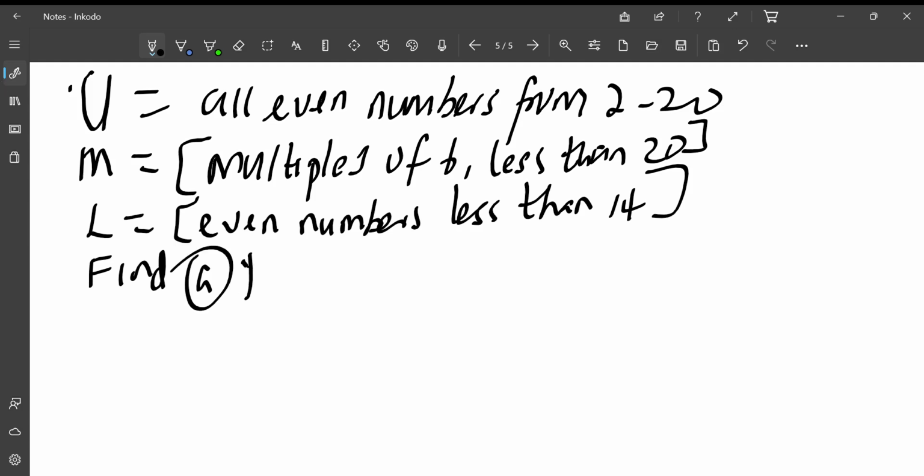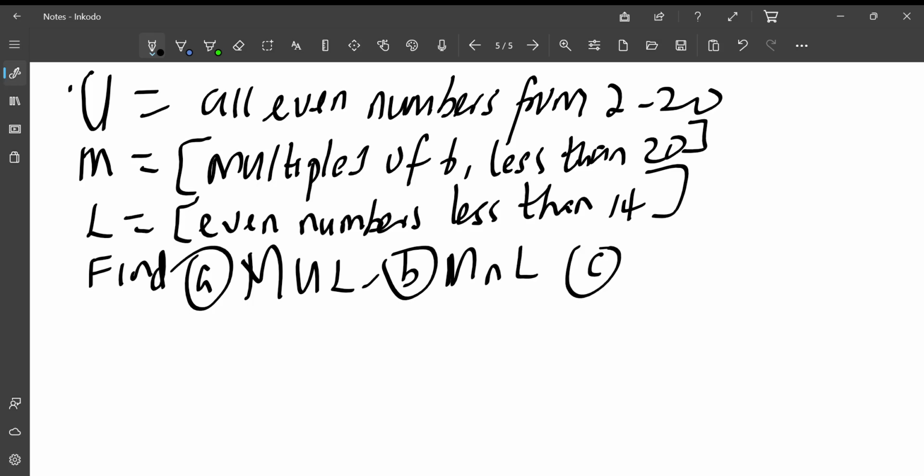Find A, M union L, and B, M intersection L, and then C, U intersection L. So look at this question.